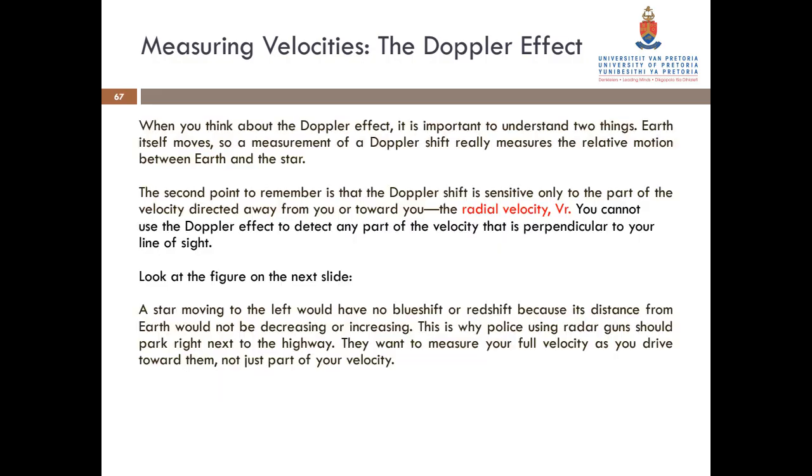When you think about the Doppler effect, it is important to understand two things. Earth itself moves, so a measurement of Doppler shift really measures the relative motion between Earth and the star. The second point to remember is that a Doppler shift is sensitive only to the part of the velocity directed away from you, the radial velocity V_r. You cannot use the Doppler effect to detect any part of the velocity that is perpendicular to your line of sight.